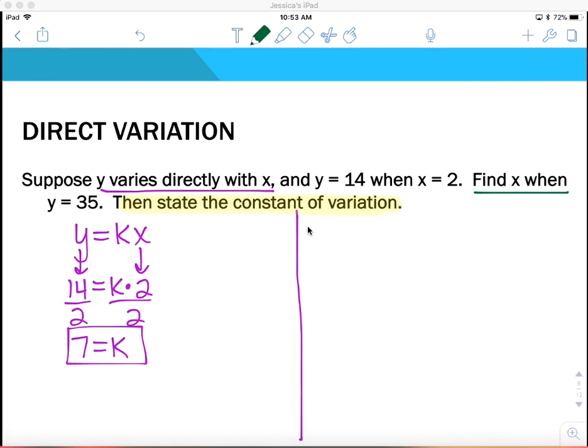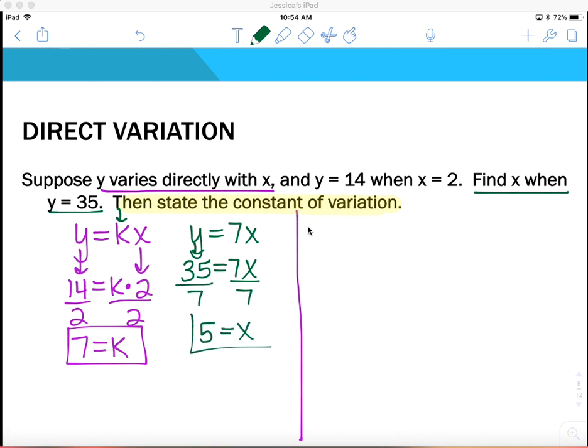I need to find x when y is 35. So now that I know that my equation is y equals 7 times x, I just plugged in the k. I am going to plug in 35 for y, and I am going to solve for x. If I divide both sides by 7, x equals 5.